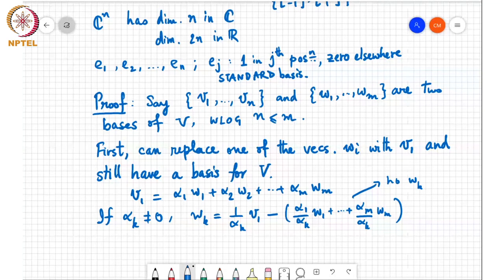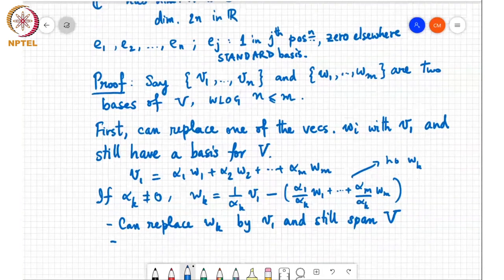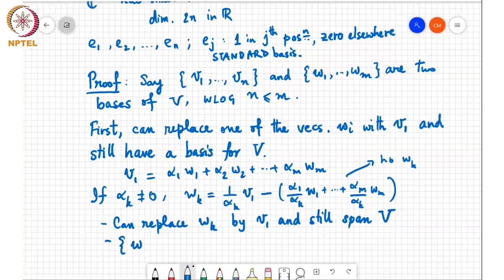So there are two things here. So we can replace Wk by V1 and still span the vector space V. And the second is that this set of vectors that we get, W1, ..., Wk minus 1, V1, Wk plus 1, all the way up to Wm, are still linearly independent.